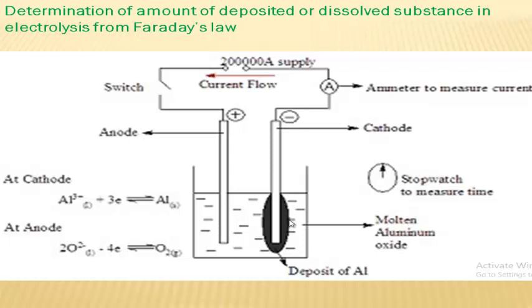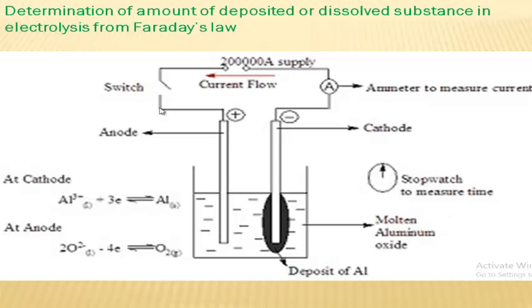Inside the electrolyte there are aluminium ions and oxide ions, and these are two electrodes connected with the battery. The electrode connected with the positive pole is the anode, and the electrode connected with the negative pole is called the cathode. This is an ammeter, used to measure the supplied current. Here is also a stopwatch to measure the time.